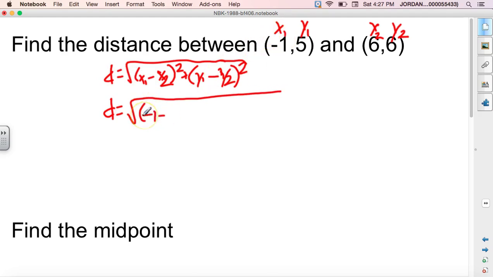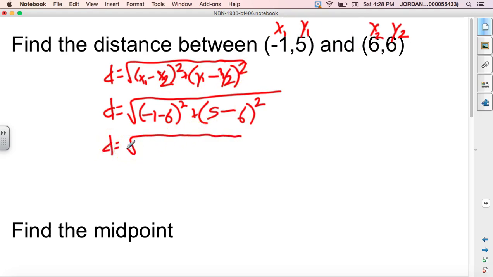Negative 1 minus, and x2 is 6. So negative 1 minus 6 squared plus, and we're just going to replace the y coordinates. Now y1 is 5 minus y2, which is 6. Close your parentheses and square it. Okay, so all we did was take these four numbers and put them in place of x1, x2, y1, and y2. Now you've got to simplify.